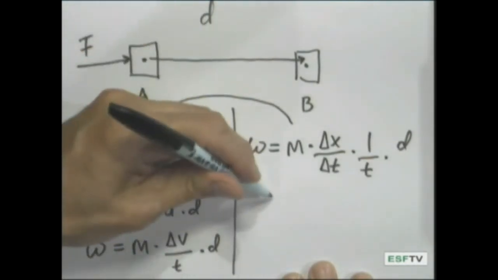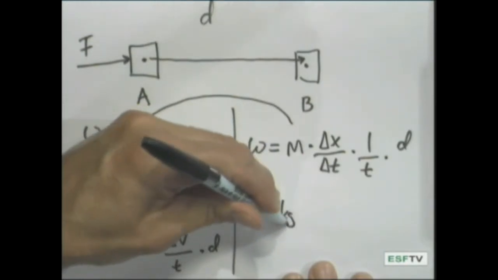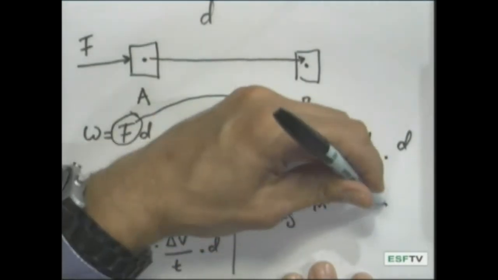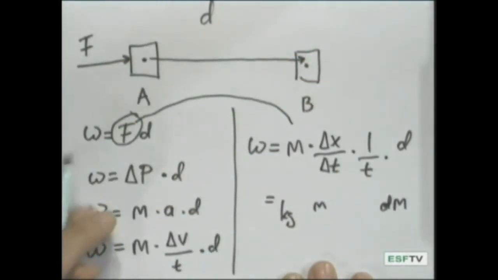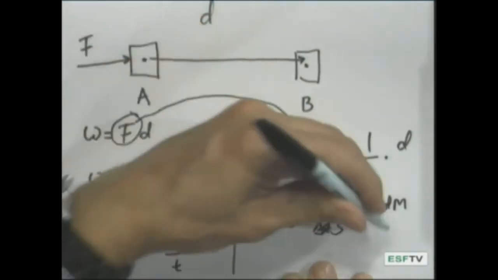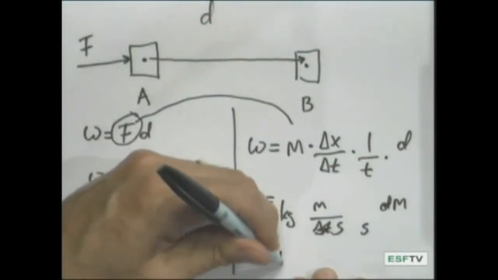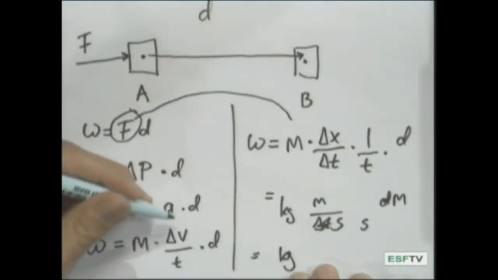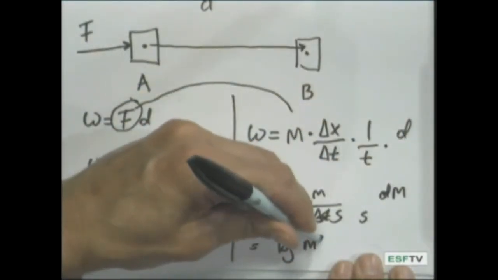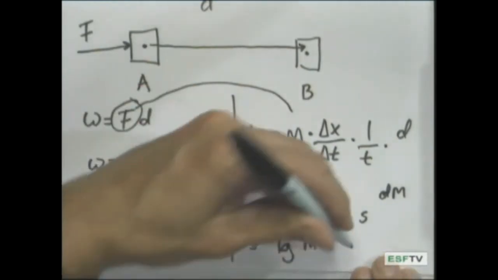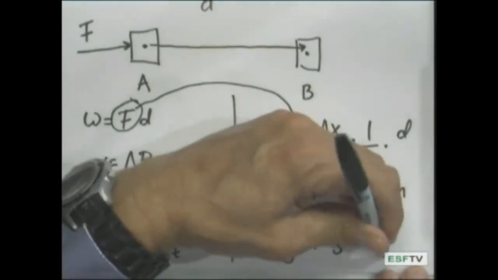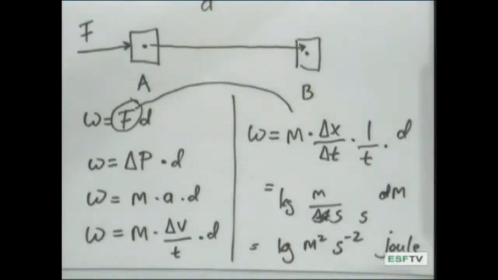All right, now let's work out what the units are. Mass is kilograms. Delta x is meters. Distance is meters. Delta t is time. T is time. And multiplying those out, we get a system of units that is kilograms, meters times meters, meters squared, seconds times seconds in the denominator, seconds to the minus 2. And this is the same units, the joule.